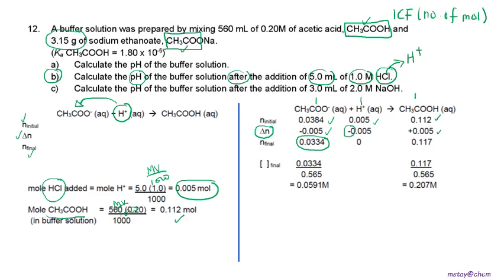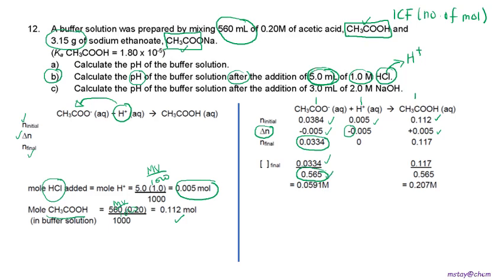When we substitute into the Henderson-Hasselbalch equation, we need it in the form of concentration. That's why we use number of mole divided by the new volume. How do we get this new volume? Initially the buffer solution is 560 ml. Then we add in 5 ml of HCl, so now the volume of the solution becomes 565 ml. Converted to liters, it is 0.565.